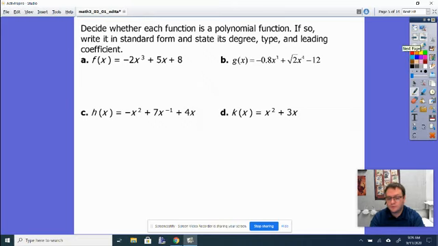So first we need to decide, what is a polynomial? What makes a polynomial a polynomial? And the answer is basically it has exponents. They're not negative. They're not fractions. We don't have any square roots or sines or cosines or tangents or anything like that. We just have x to a number that's positive. So looking at this first one, that's a polynomial. I have x to the third, x to the 1, and then a constant.